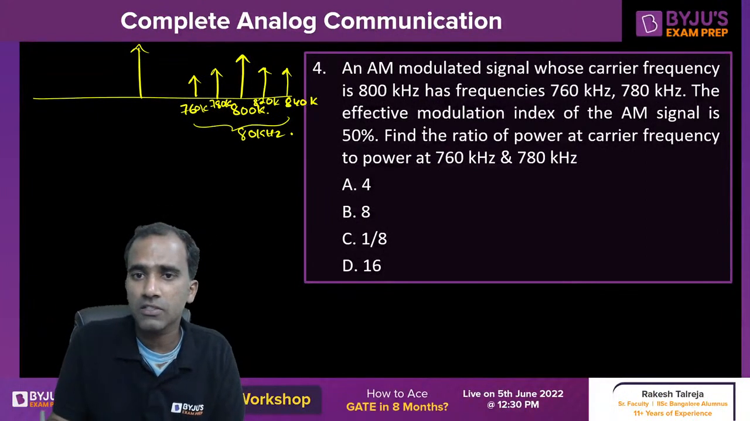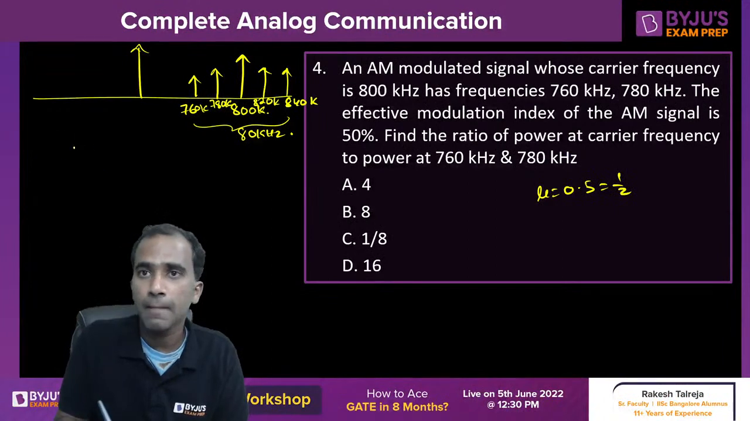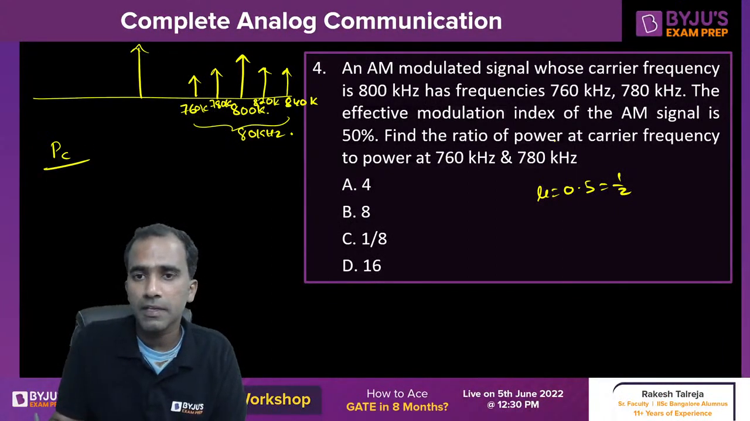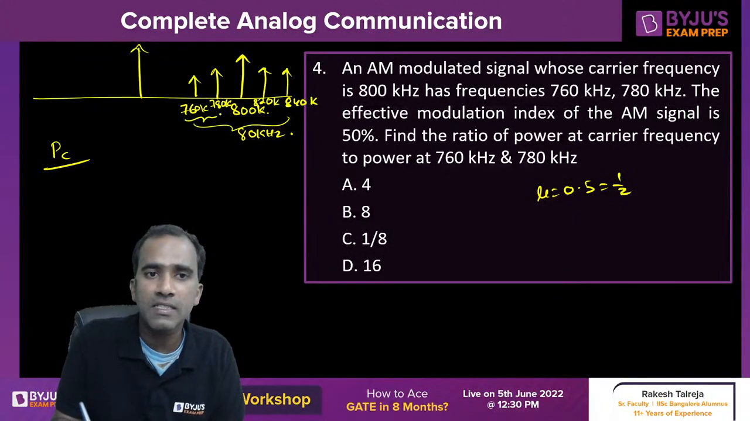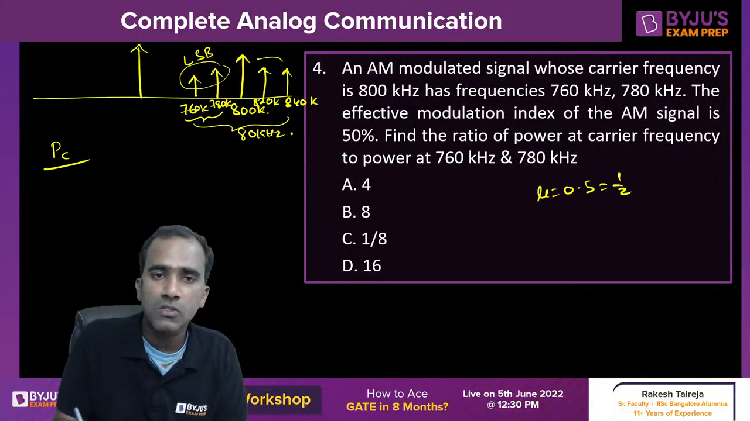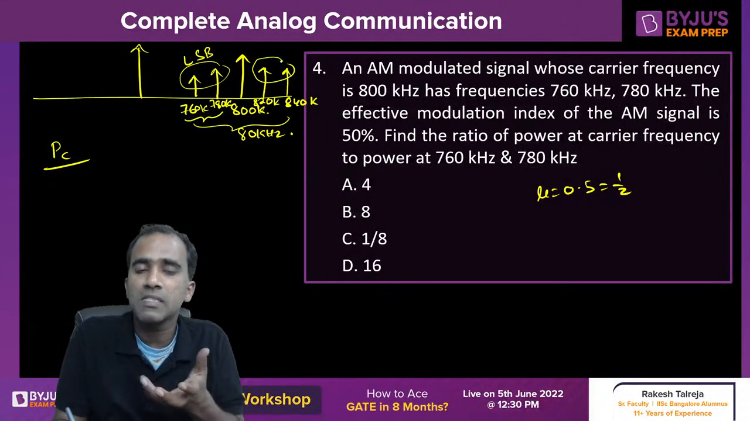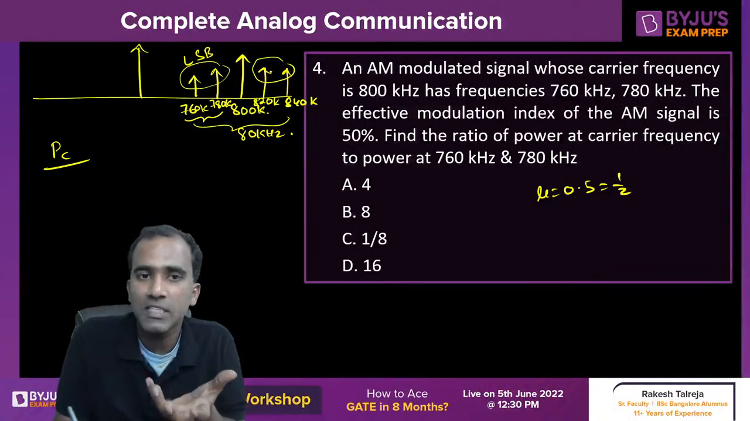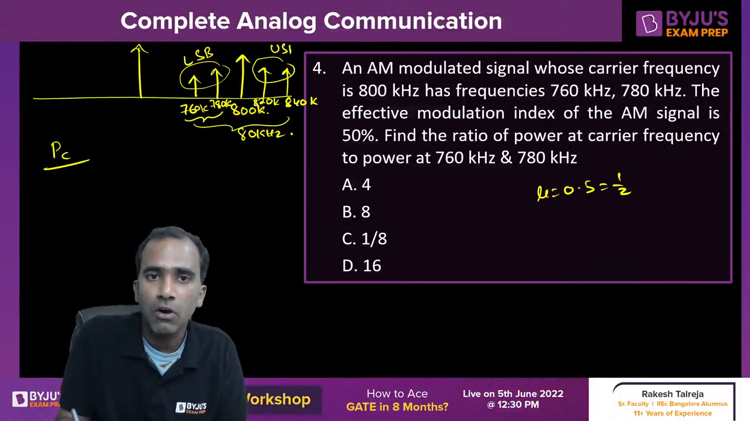The effective modulation index of the AM signal is the same, 0.5 or 1 by 2. Ratio of power at carrier frequency to power at 760 and 780. What is the meaning of 760 and 780? It is the lower sideband, correct? This is a sideband, this is also a sideband, which means we're talking about the message part only. So this is the upper sideband. Lower sideband plus upper sideband together we call the message.